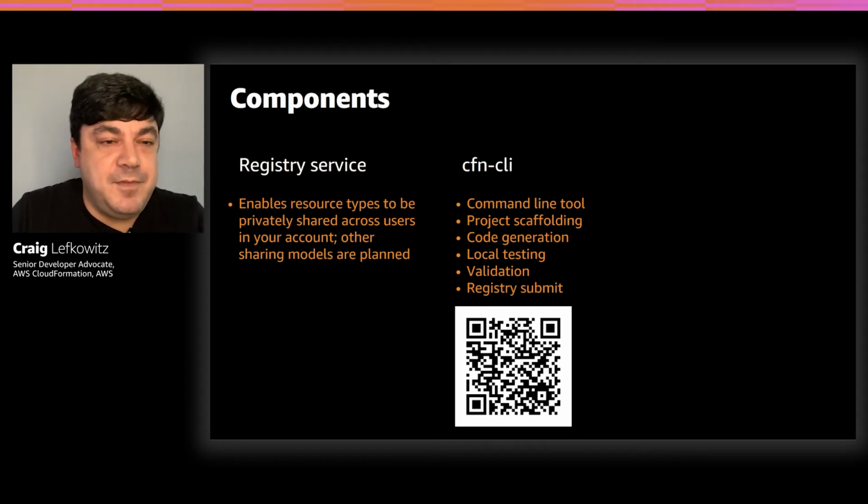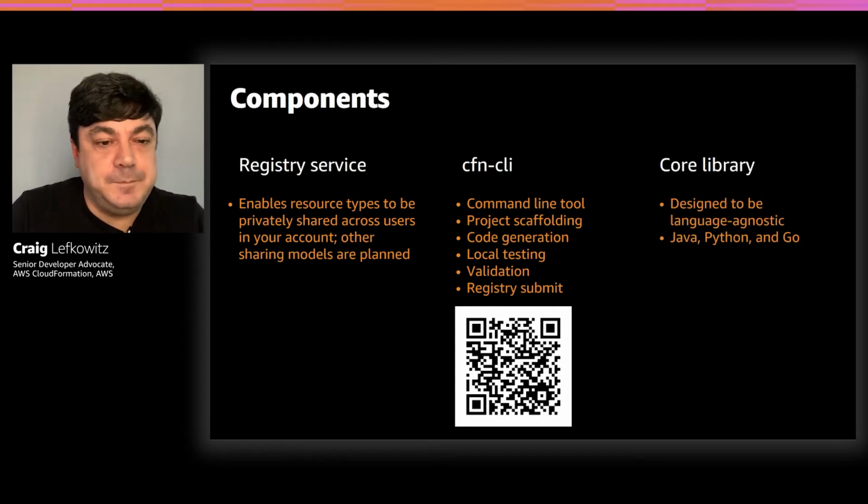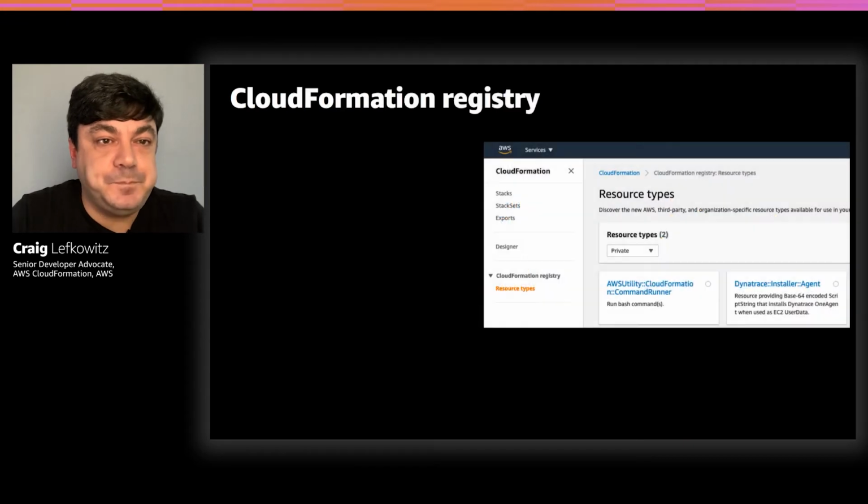Up on the screen, I have a QR code that links to the CloudFormation CLI GitHub repository that you can view later. The CloudFormation CLI was designed to be language agnostic through the use of a core library. Today, the CloudFormation CLI officially supports 3 language plugins, Java, Python, and Go, but it can be extended to use any language through the use of the plugin system. More detail is available in our GitHub repository.